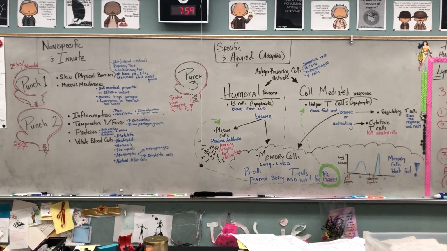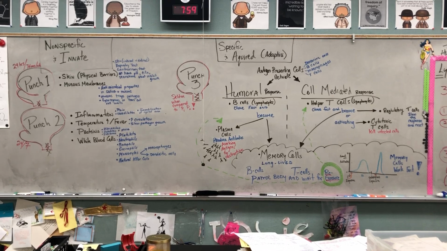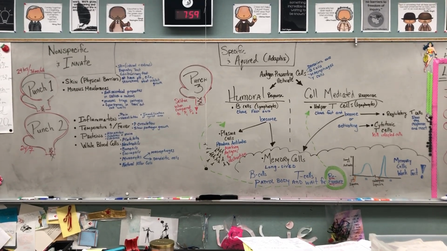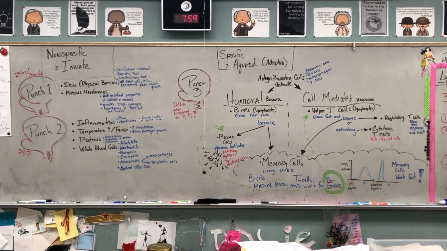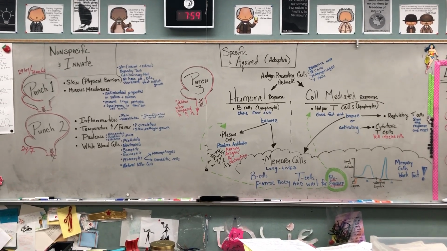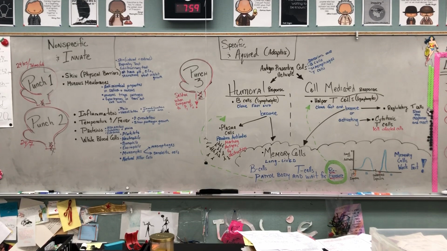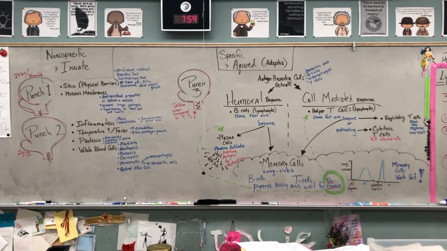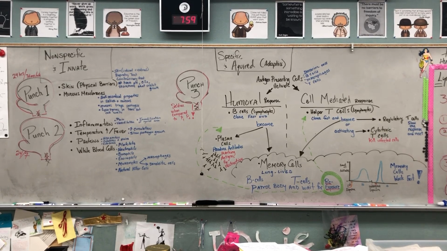It's consisting of two punches. The first punch, skin and mucous membranes, and then a more cellular response that is inflammation, temperature and fever, very specific proteins that are released, and then a litany of white blood cells.